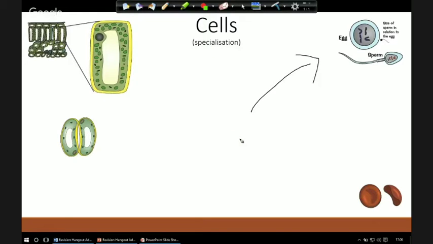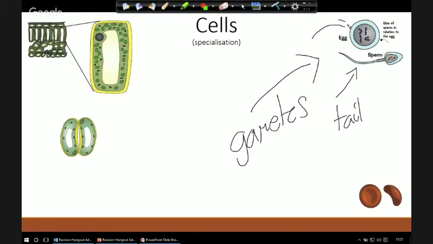The first are the gametes, the sex cells, the sperm and the egg. Essentially, they're there for fertilization, the sperm finding its way to the egg. And so the specialization here will be a tail for the sperm to swim. And in the egg, it's got a very large cytoplasm. It's got a large energy store. So when fertilization does occur, the egg can develop into what will eventually become a fetus.